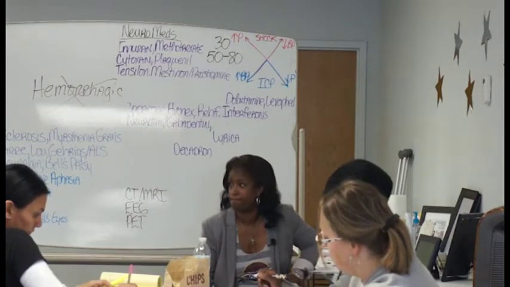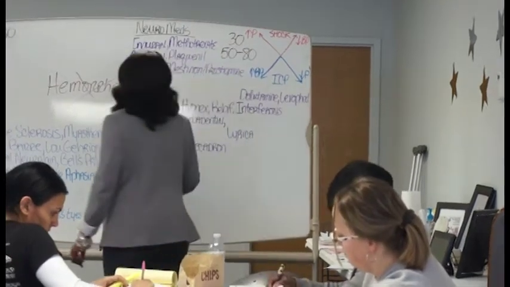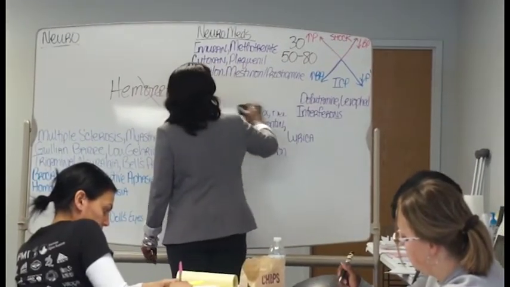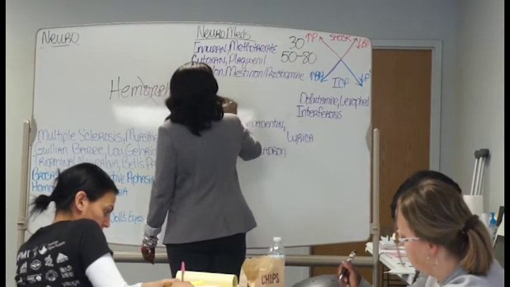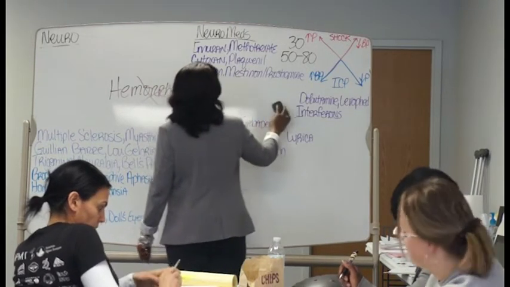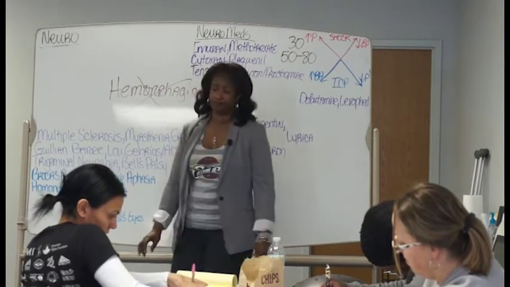They're all interferons. They're all a category called interferons. Copaxone, Avonex, Rebif. And what they do is they suppress the immune system.